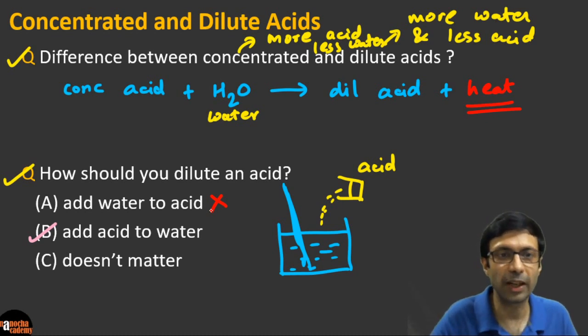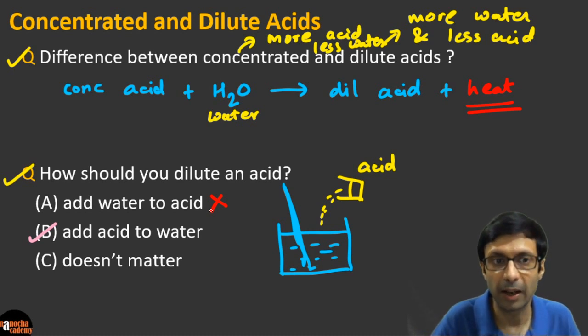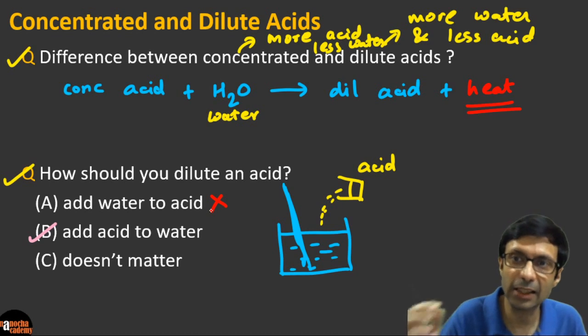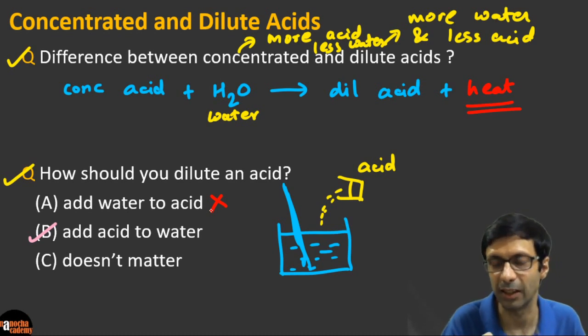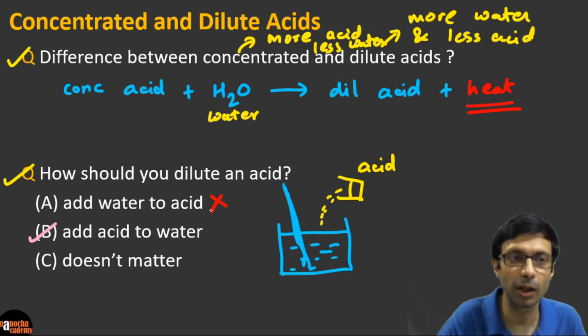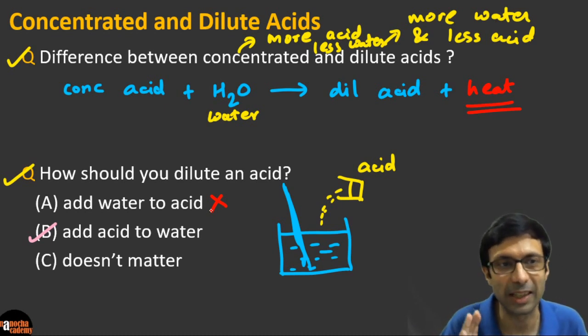Okay, because a lot of heat is generated, the acid is going to spurt out, and it may hit your face or your hands, so that's dangerous. But if you add acid to the water slowly, water has this property of absorbing heat easily. It has a high heat capacity, so the water can easily absorb the heat, and the heat gets distributed in the water because we are stirring it, so it's less dangerous.